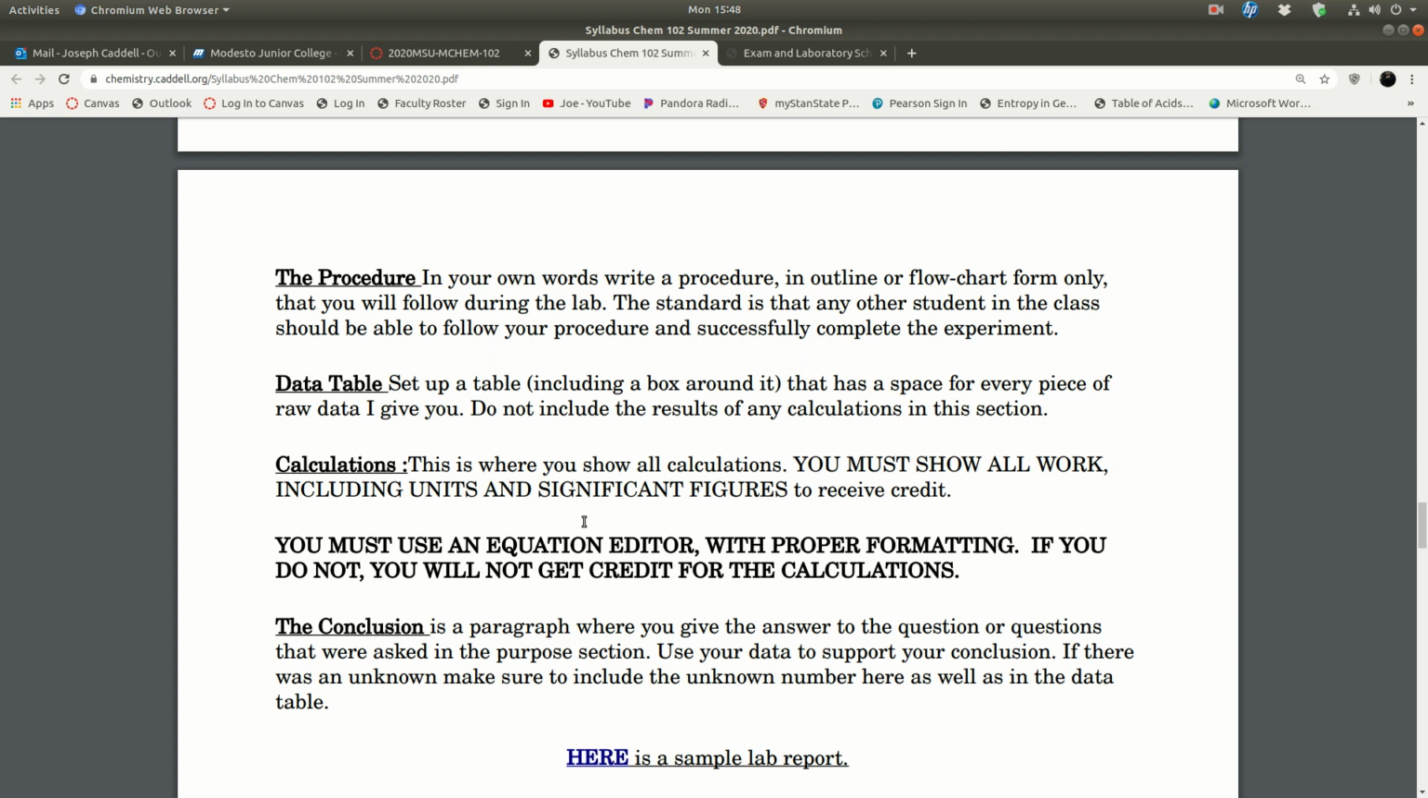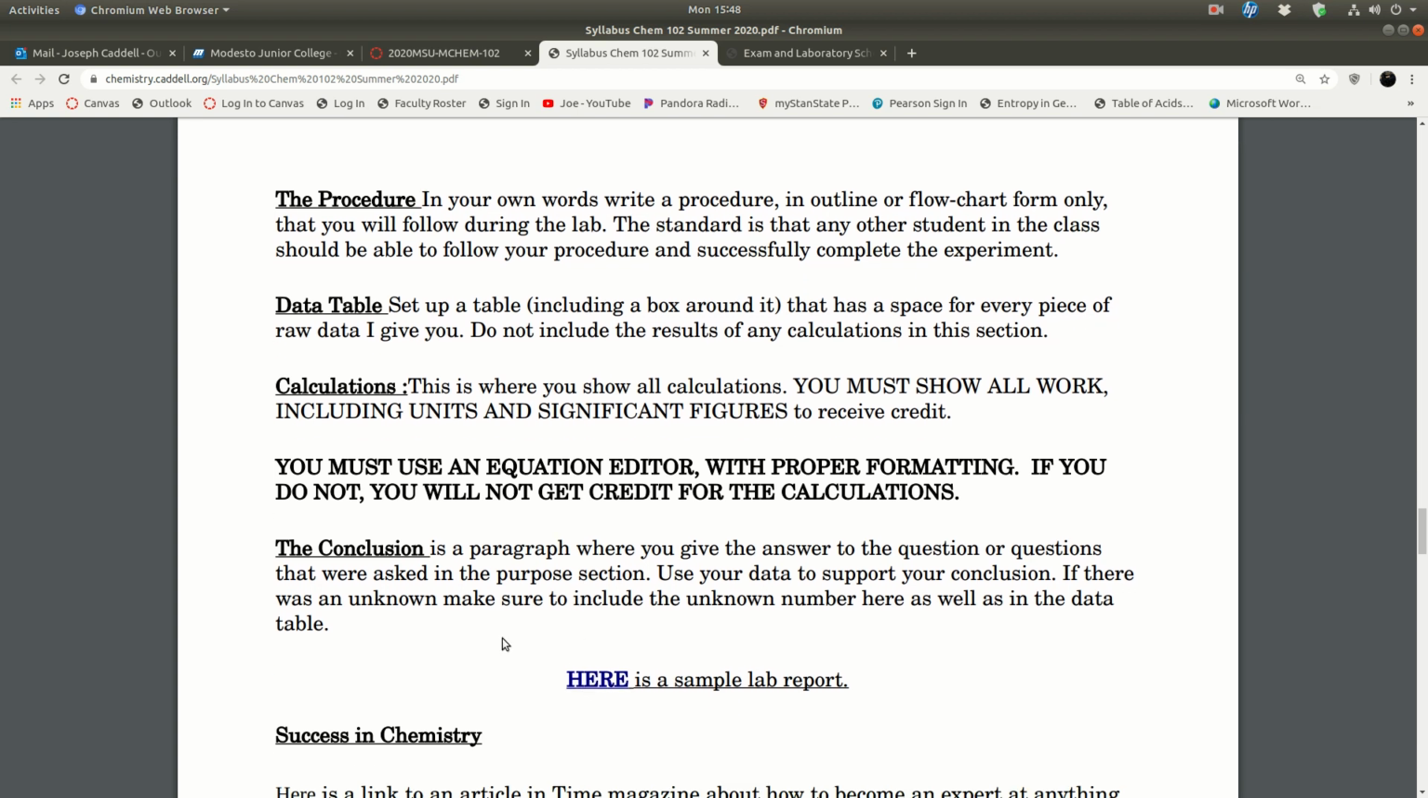And you have to format it properly. Use an equation editor. If you don't, I'll give you credit for the calculations. Then after that, and I have a sample here in a minute, I'll show you. After that comes a conclusion where I tell you exactly what I want in the conclusion for each lab.